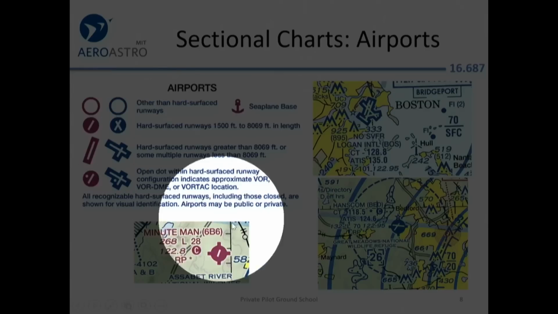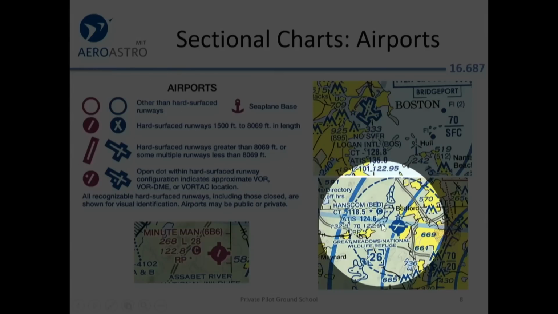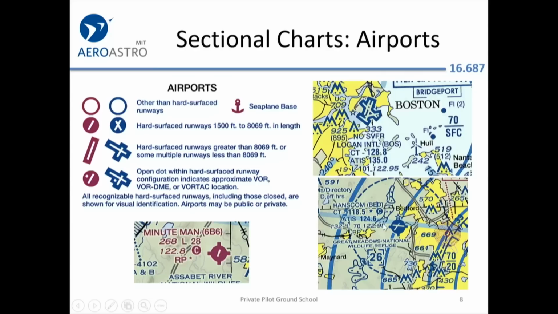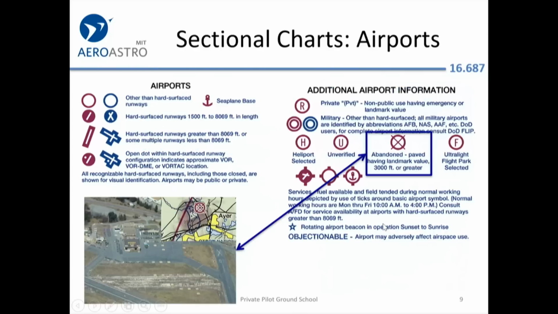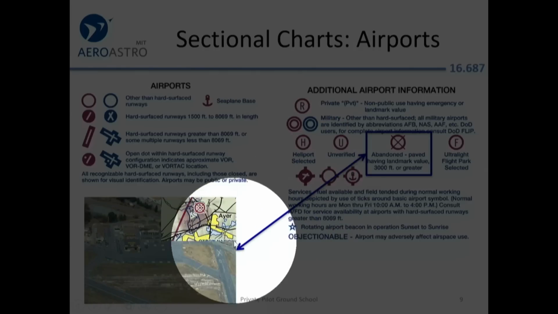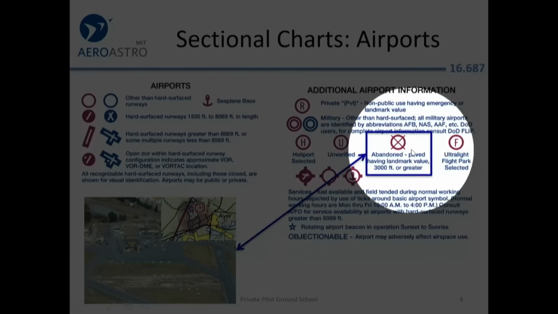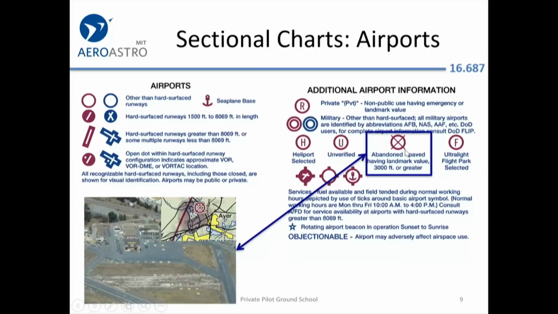So this down here in the bottom right corner is Hanscom or Bedford, and so you can see the two crossing runways depicted here. So continuing along, there are also abandoned airports. The actual airport has an X on it, and then you'll also see this X through the circle to represent that it's an abandoned place.